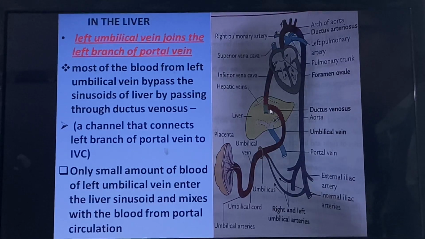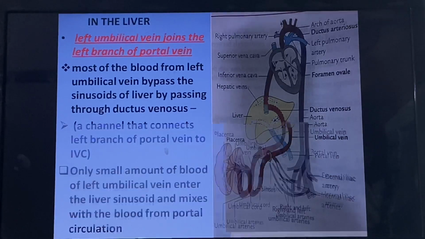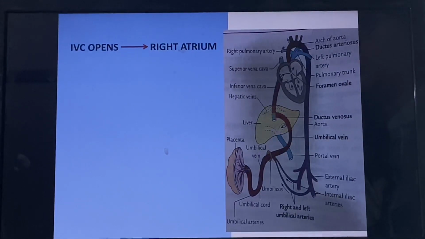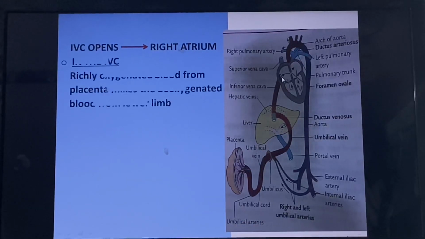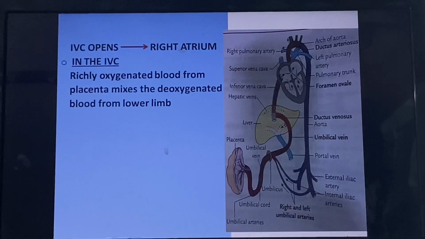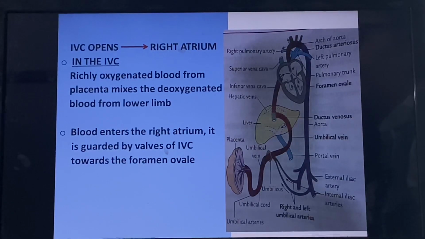Only a small amount of blood of the left umbilical vein enters the liver sinusoid and mixes with the blood from portal circulation. Now, where does the IVC open? That is into the right atrium. You can see in the diagram, this IVC is going to open into the right atrium. In the IVC, richly oxygenated blood from the placenta mixes with the deoxygenated blood from the lower limb. So that is mixed up with that. Then blood enters the right atrium.